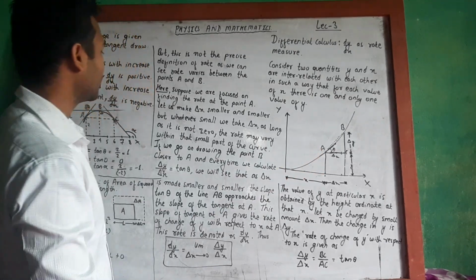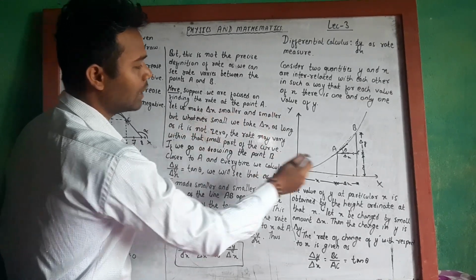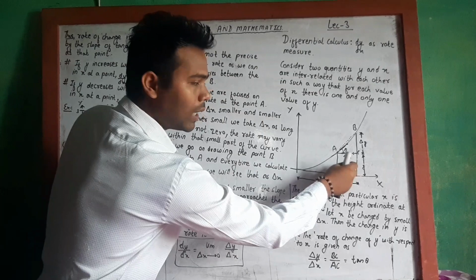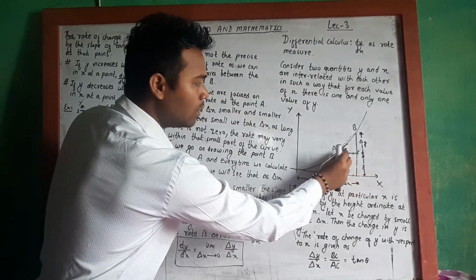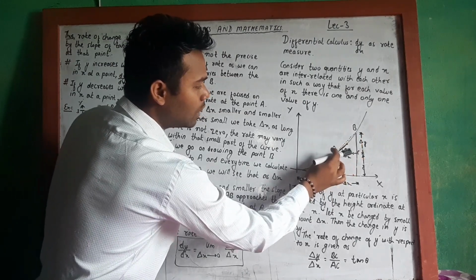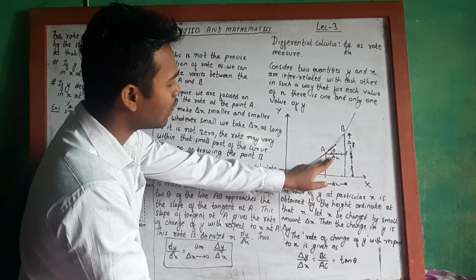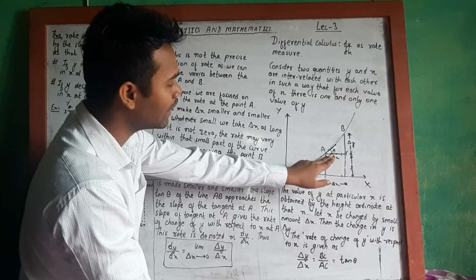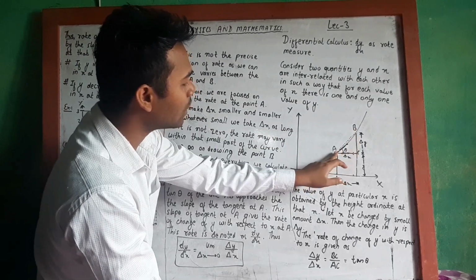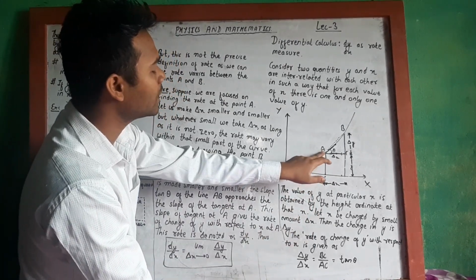Now let us make del x smaller and smaller. Whatever small we make this del x, there will be some interval of this curve, and this B will not coincide with A. That's why del y by del x will not give the rate of change of y with respect to x as long as del x is not made 0, and as long as B does not coincide with A. This will not give the perfect rate of change of y with respect to x at A.